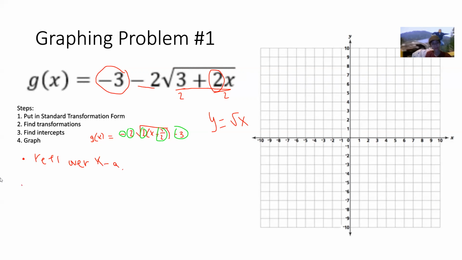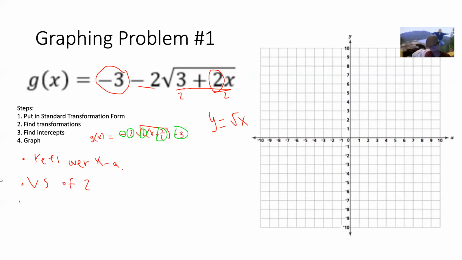Then the next one is 2. The 2 that's right beside that negative, since it's greater than 1, that would mean that that's a vertical stretch of 2.